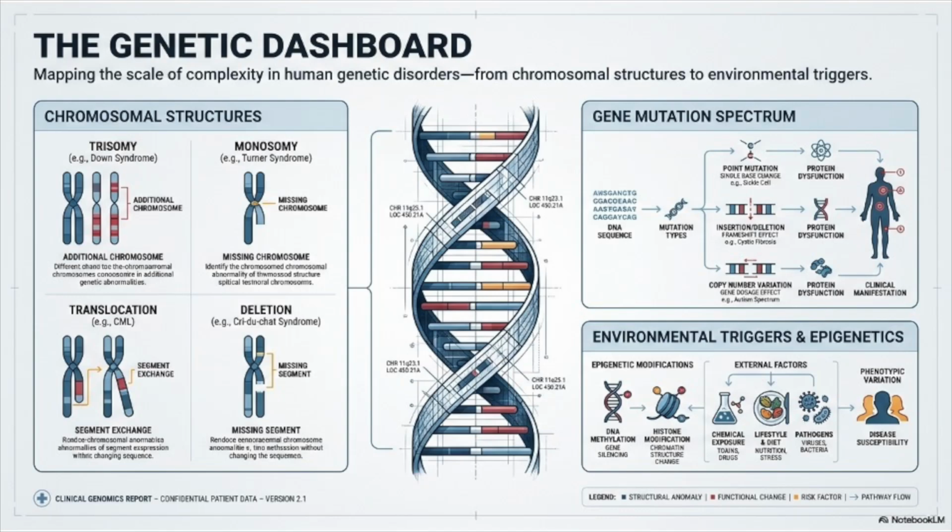Beyond genetics alone, environmental triggers and epigenetics also play a role. DNA methylation and histone modification can silence genes or change chromatin structure, and external factors like chemical exposure, lifestyle, diet, and pathogens can all influence how susceptible a person is to disease.